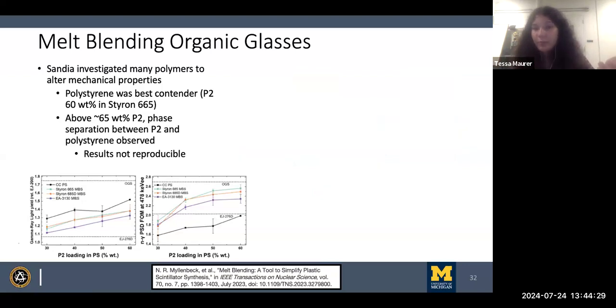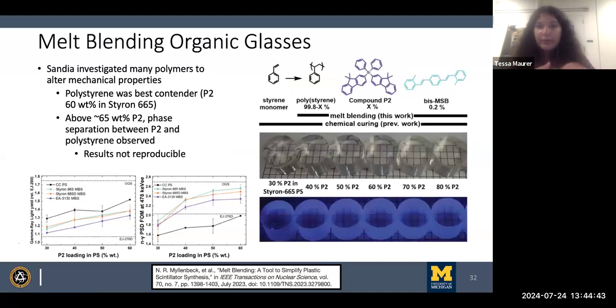And it's a pretty straightforward process to do. It's essentially grinding up polymers, taking OGS powder, mixing them, melting them down together, stirring them, and then doing the melt cast process. So very straightforward. You can see here different scintillators that they produced with different weight percentages of OGS in the actual polystyrene.